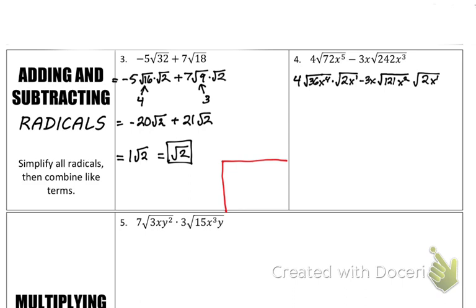Now we're going to take our square roots. So this is going to equal 4 times the square root of 36, which would be 6, so 4 times 6. The square root of x to the 4th would be x squared. I'm going to leave that square root of 2x. That was the point of having it. Minus 3x times the square root of 121, which is 11. The square root of x squared would just be x. So I have times x. And then finally I have the square root of 2x.